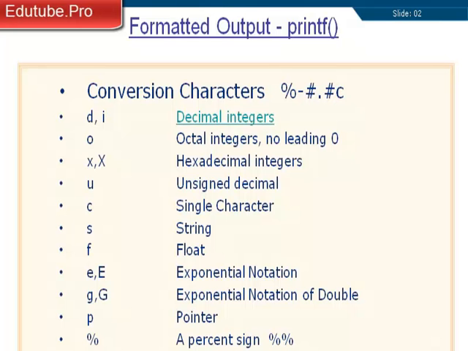A U is used for an unsigned decimal. A C is for a single character. S is for string. We've already seen that. F is for float. We looked at that in the previous one.